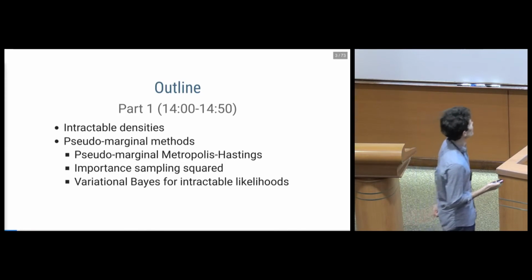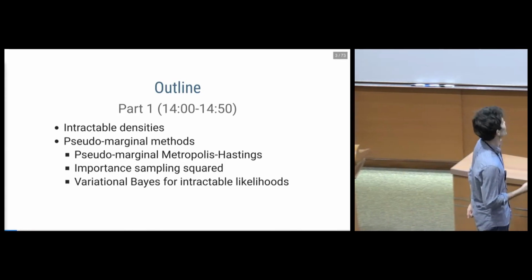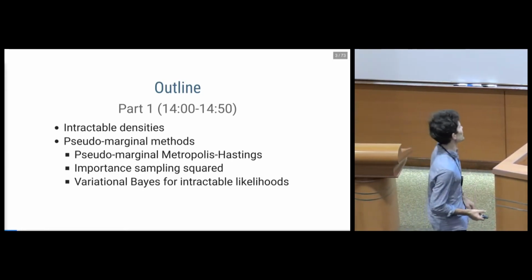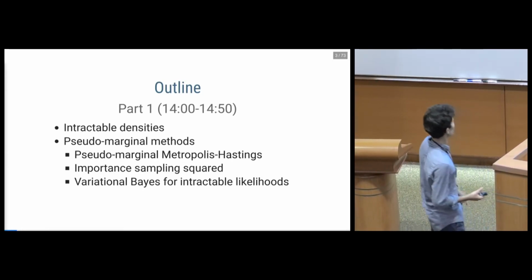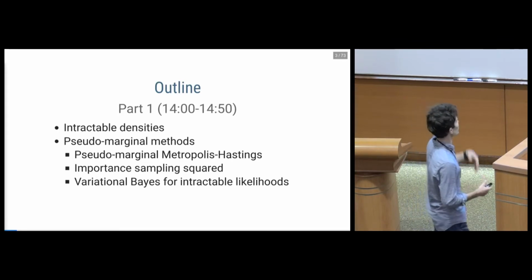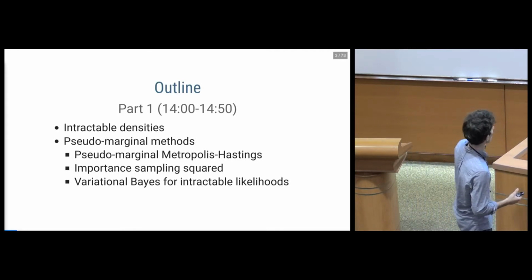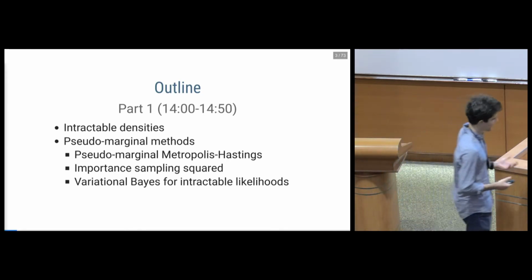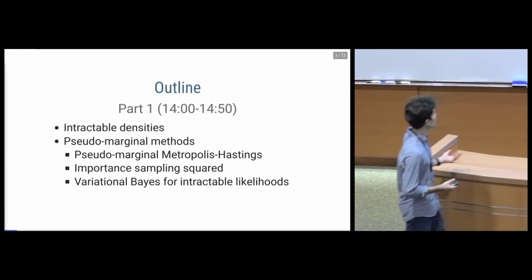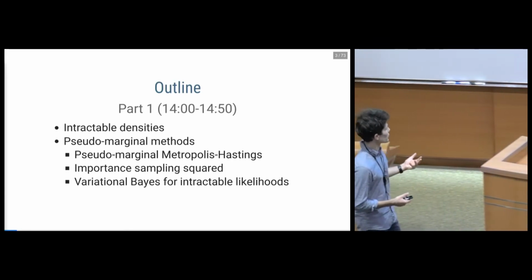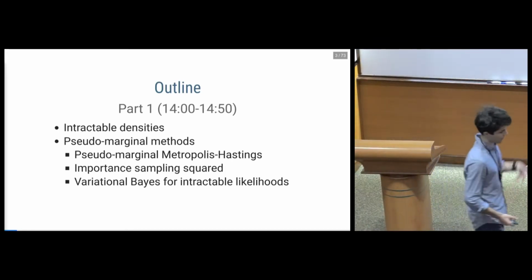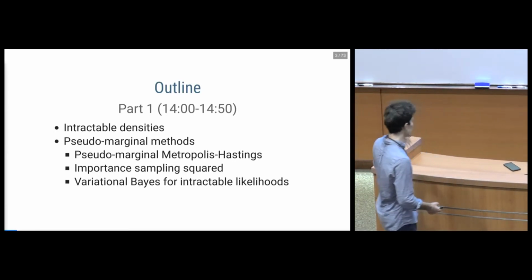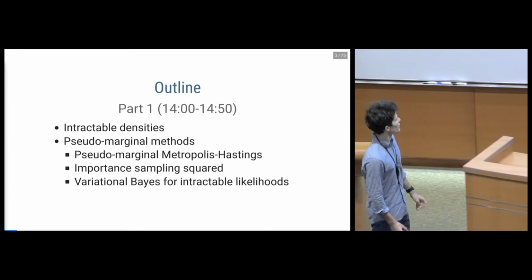I'll then go on to discuss what I've here termed pseudo-marginal methods of various types. I'm using that as an all-encompassing term. It might not be the best description, but they do all share some certain properties. So this will include things that are probably quite familiar to people, like pseudo-marginal Metropolis Hastings, and a technique called importance sampling squared, which, similar to the pseudo-marginal Metropolis Hastings method, is designed for problems where we only have access to an unbiased density estimator.